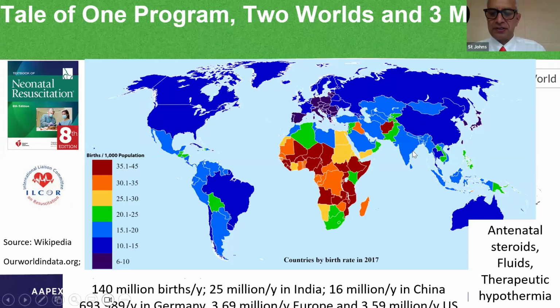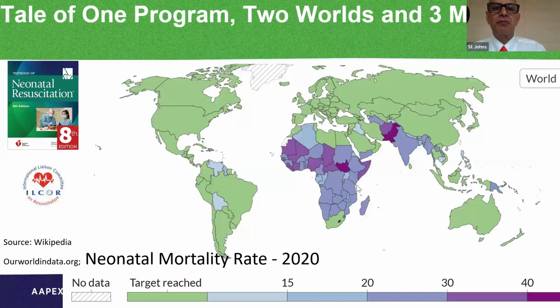When you look at it as a per 1,000 population, this is where most of the neonatal mortality is happening right now. India is part of it, but mainly sub-Saharan Africa and Southern and Southeast Asia is where most of the deaths are happening. Pakistan has one of the highest NMR rates, and so do many of the countries over here.